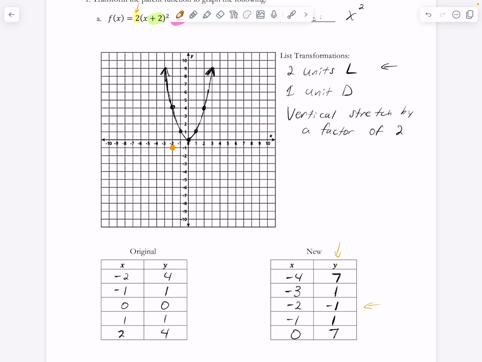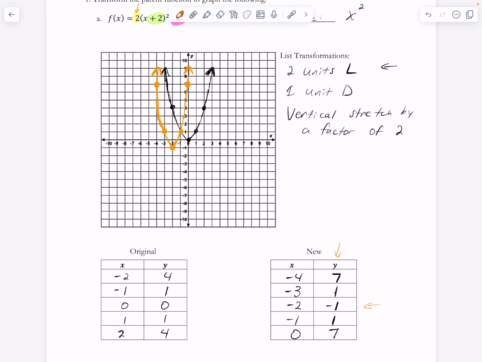So we have -3 is going to be +1. You might notice that's 2 units above where the last one was. And then we have -4, +7 right here, and then 0, 7. It's going to be a little bit difficult to see, but I think you will be able to see that this orange one should be a little bit skinnier than the original parent function in black. Because of that vertical stretch, this is going to increase at a quicker rate, so it's a little bit skinnier than the one in black.